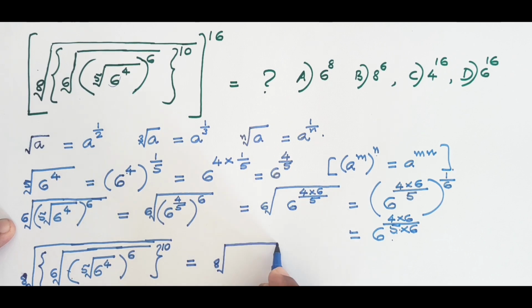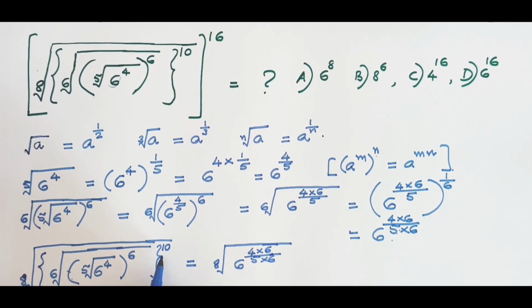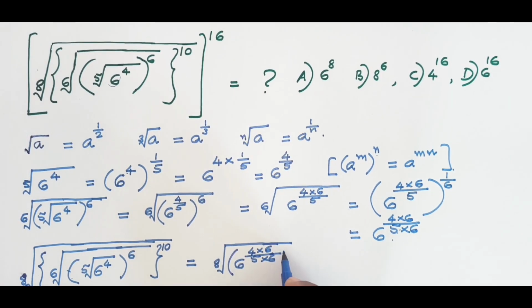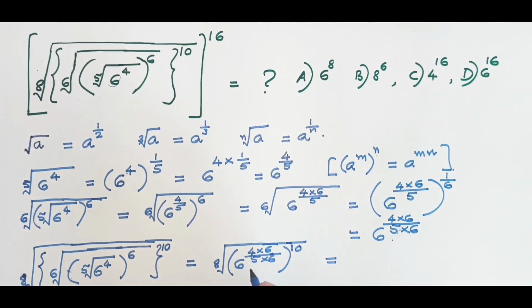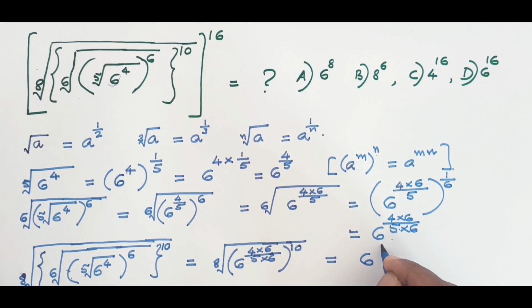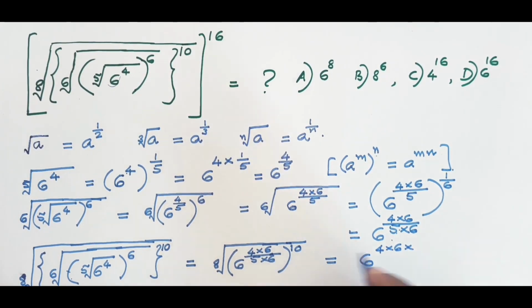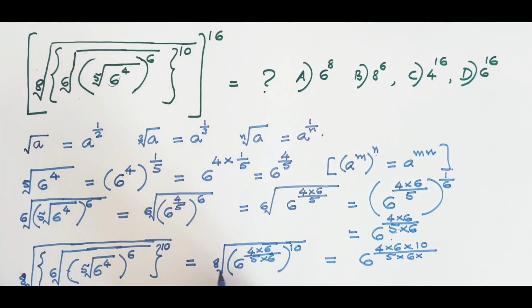So you have 8 root of, let me write this, 6 to the power of is equal to this. Then there is a 10 here. So let me put a simple bracket and write that 10 here. So using the strategies we applied before, this will get reduced to 4 multiplied by 6. This 10 will go here divided by 5, 6 multiplied by 8.